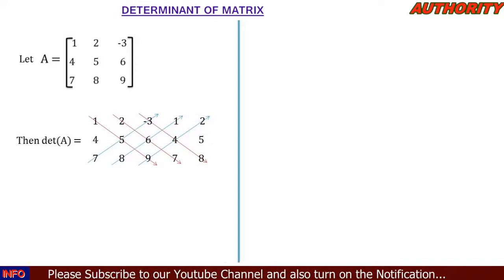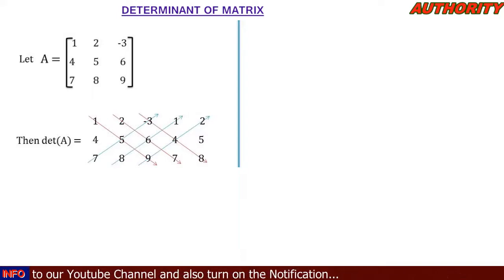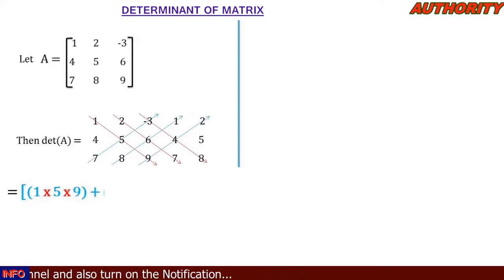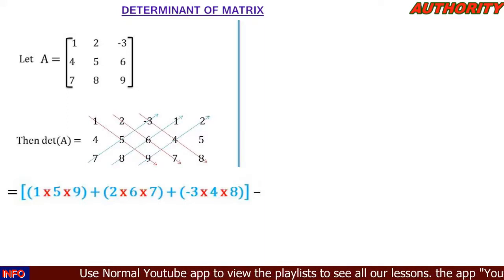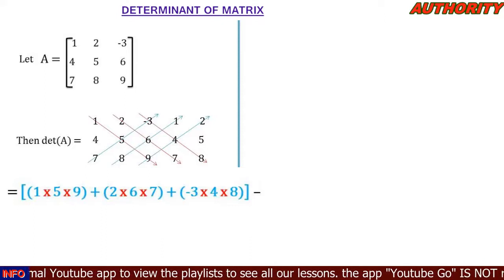Now the main diagonals. The first arrow, what are the elements? We have 1, 5, 9. That means 1 times 5 times 9, plus the next arrow, we have 2, 6, 7, that means 2 times 6 times 7. Then plus the next arrow, we have minus 3, 4, and 8, that means minus 3 times 4 times 8. This is for the main diagonal.